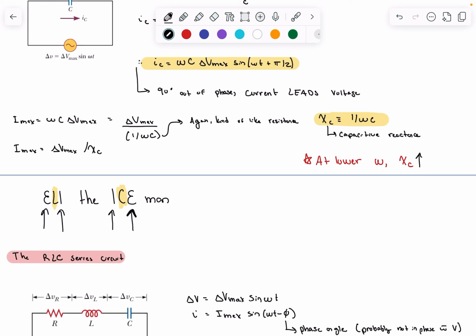In the next video, we're going to put all of this together and talk about the RLC series circuit.